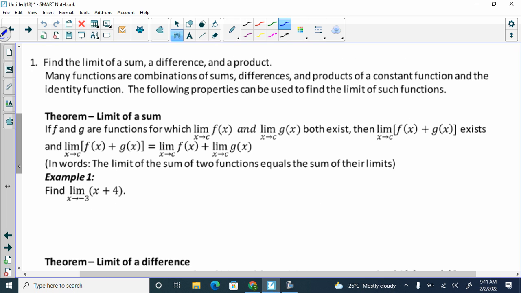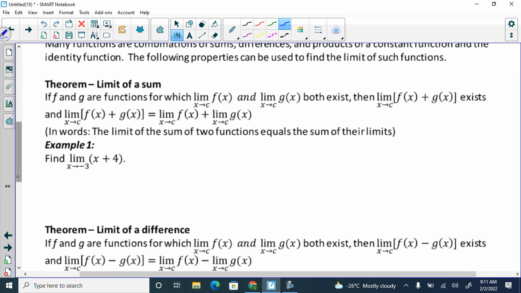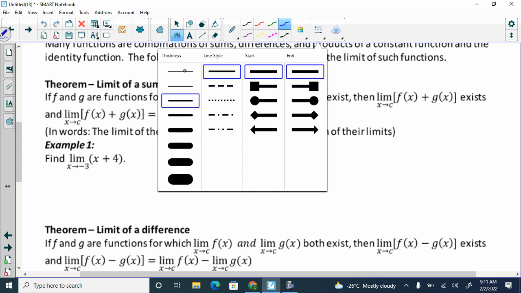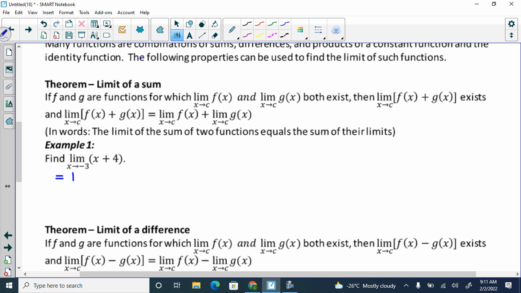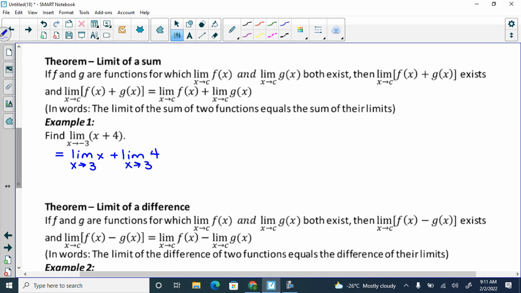So, if you're given the limit as x approaches c of f of x plus g of x, so two things added, you could actually write the limit out twice for each function and then do the math. An example here is if we have the limit as x approaches negative 3 of x plus 4, we could go, the limit as x approaches negative 3 of x plus the limit as x approaches negative 3 of 4. We could split them up.